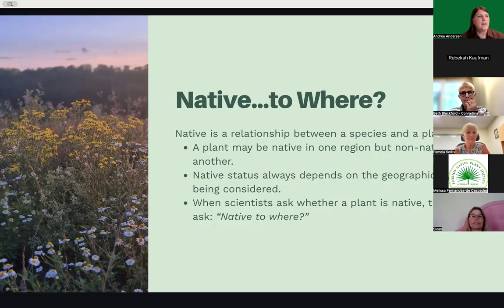A native plant is considered native depending on the geographic area being considered. So one of the first questions when you're talking with native plant people is, native to where? For instance, the southern magnolia is native to Florida, but it's not native to California. The plant itself hasn't changed, but the place that we're talking about has.